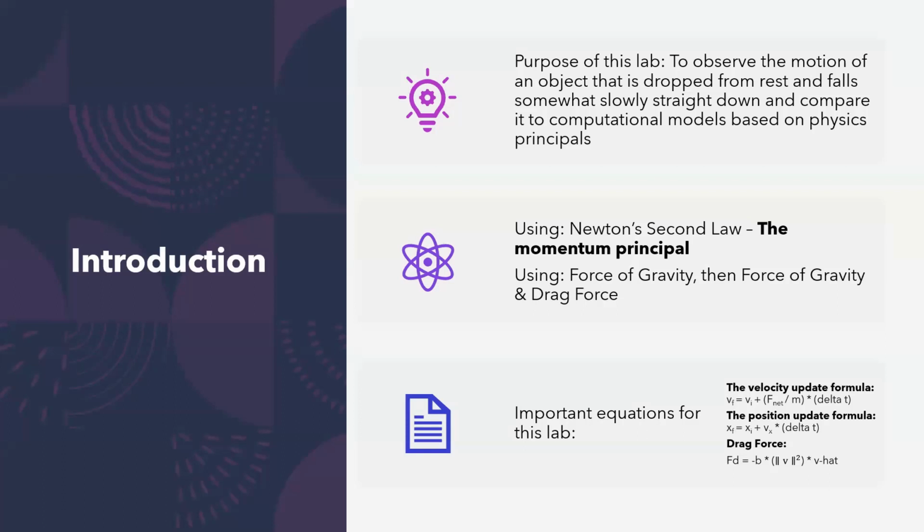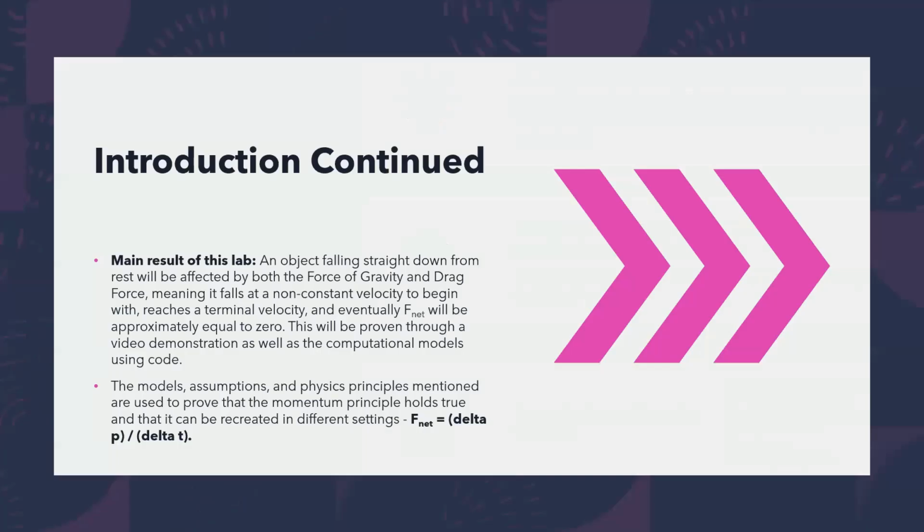Some important equations for this lab are the velocity update formula, Vf equals Vi plus F net over m times delta t, the position update formula, xf equals xi plus vx times delta t, and the drag force, the force of drag equals negative drag coefficient times the magnitude of velocity squared times v hat.